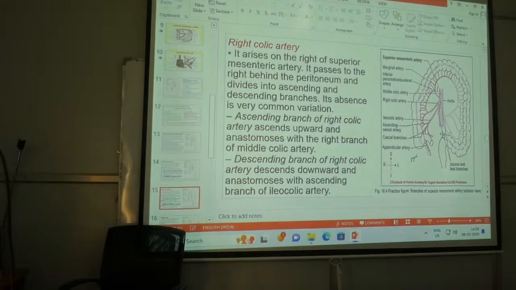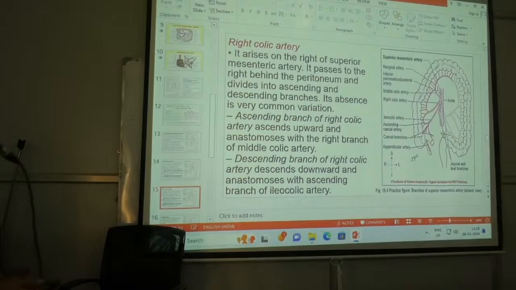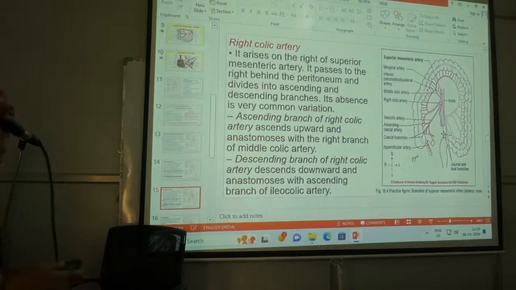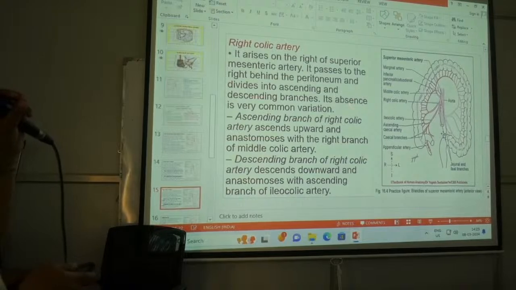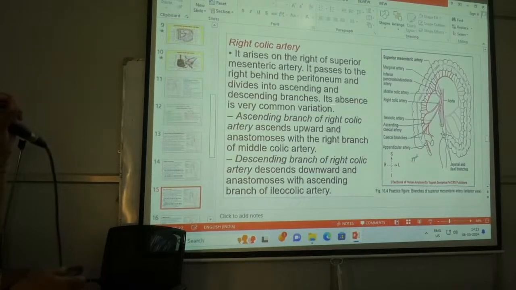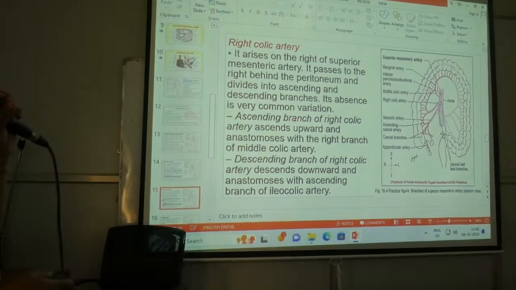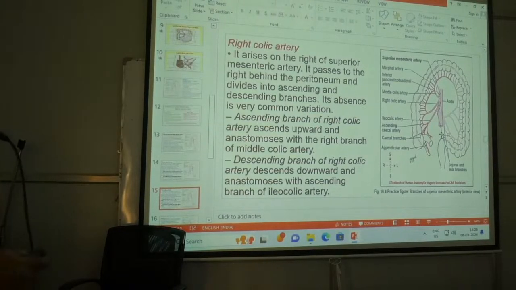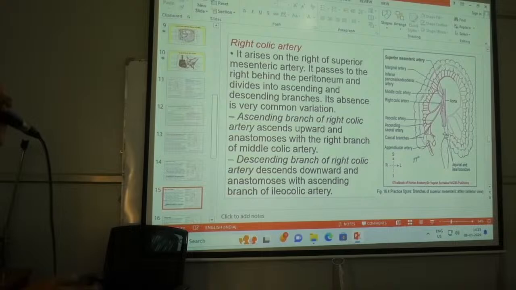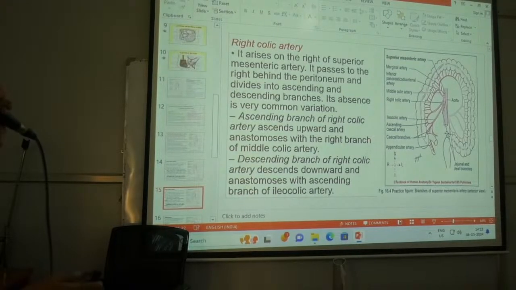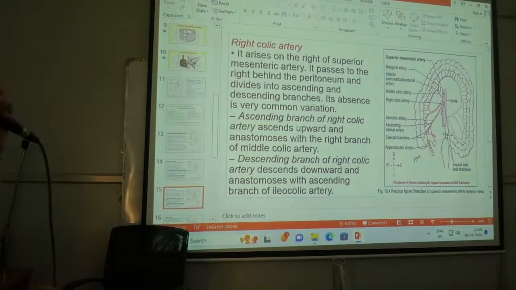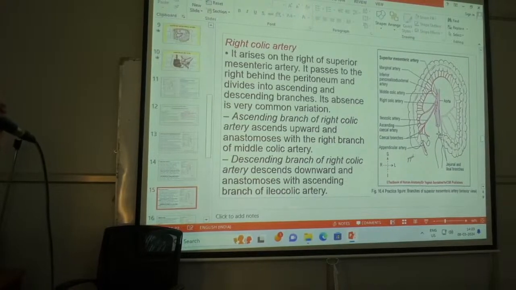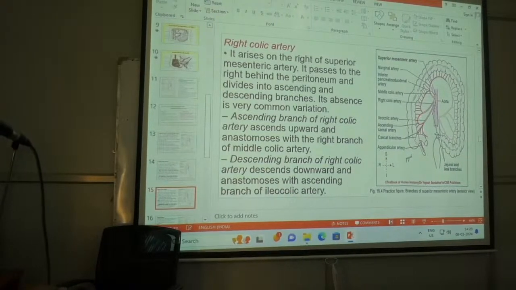Next is right colic. It arises on the right of the superior mesenteric artery, passes to the right behind the peritoneum, divides into ascending and descending branches. Absence of it is a very common variation. The ascending branch of right colic ascends upward, anastomosing with the right branch of middle colic artery, and the descending branch of right colic descends downward and anastomoses with the ascending branch of iliocolic here.